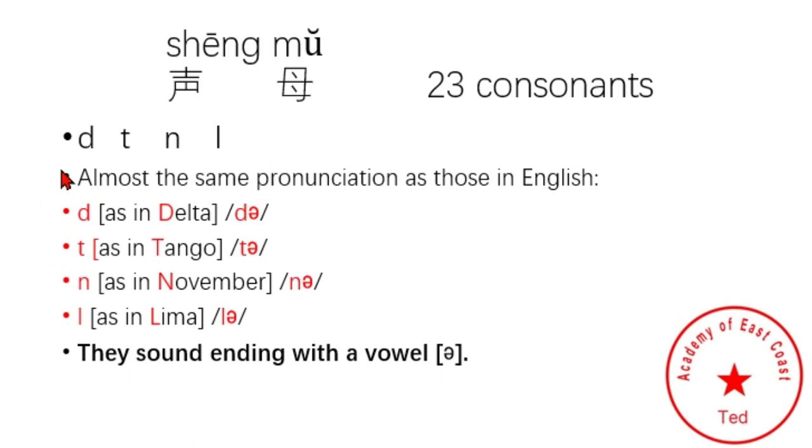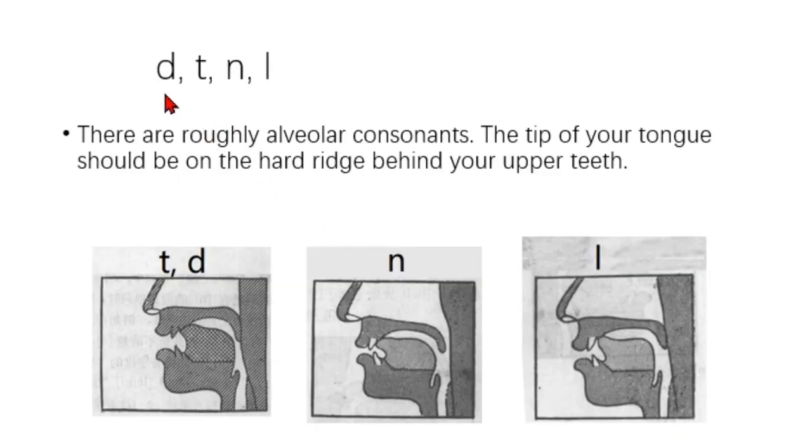Now let's come to another group. De, te, ne, le. D as the D in Delta, t as the T in Tango, n as the N in November, l as the L in Lima. We put a vowel in them. D, T, N, L are put together in a group because they are roughly alveolar consonants. The tip of your tongue should be on the harder ridge behind your upper teeth.